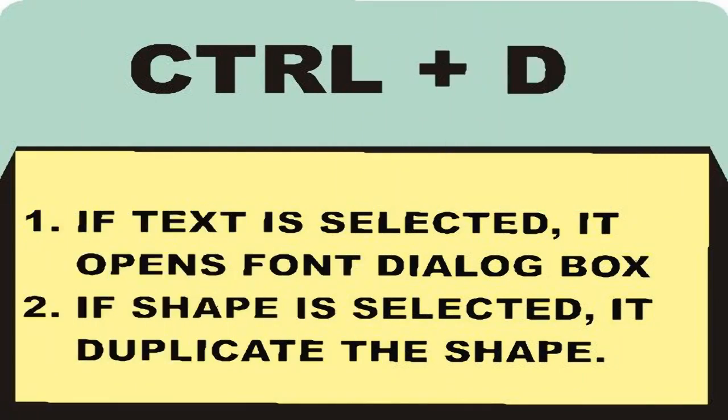Ctrl D. If you are selecting text while in Microsoft Office documents, if you select text and press Ctrl D on your keyboard, it will prompt the Font dialog box. But if you highlight or select a shape in your document before you press Ctrl D, it will duplicate the shape. Watch out to see in the practical section.